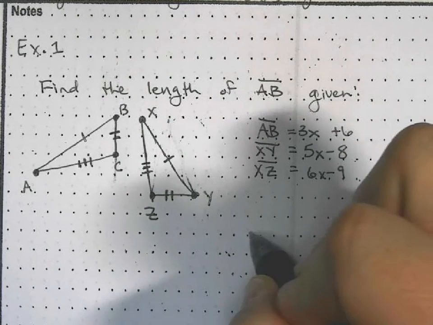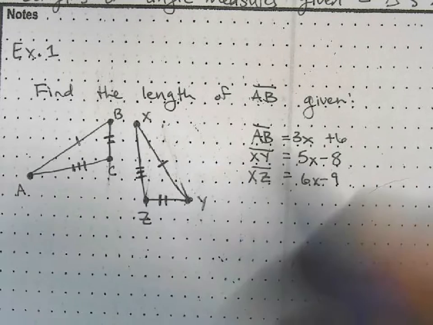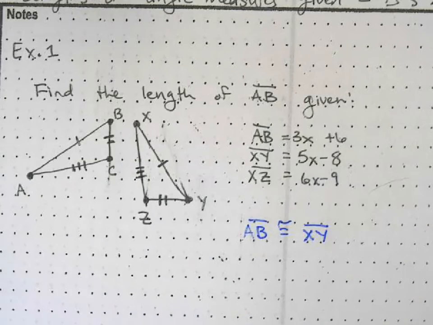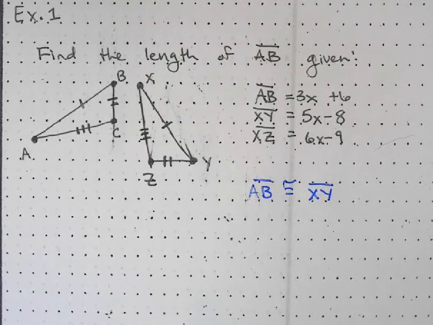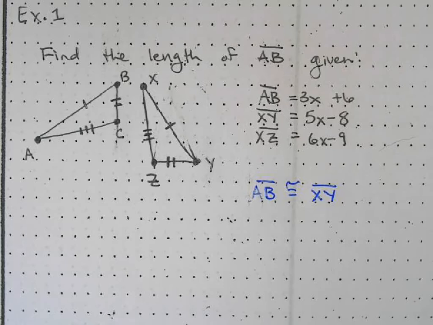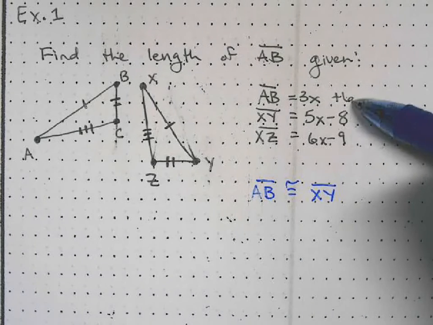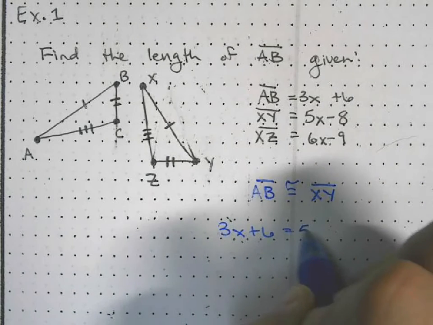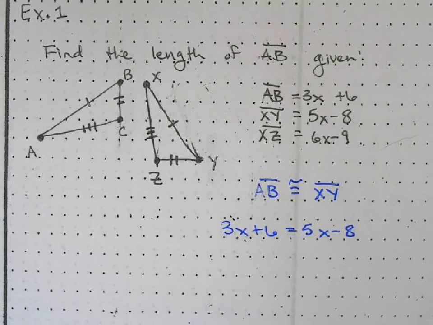So we can say AB is congruent to XY, just using the fact that they each have a single tick mark. If they're congruent, then they must be equal. So I can set these equations equal, like so. And now we solve for x.